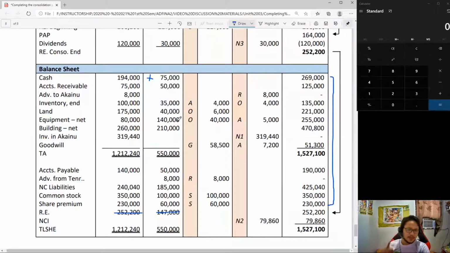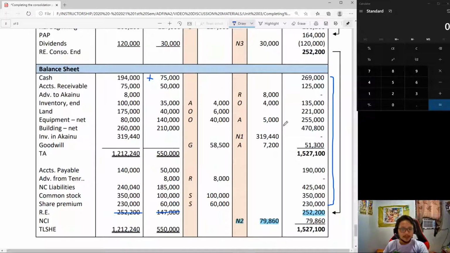Okay? Ang consolidated RE po natin is derived coming from the RE computation. Conso RE computation. What you will do is carry this down. 252,200. You carry that down to here. Okay? In its rightful place in the column, in the row of RE, I mean. Yan. And NCI, that is N2, the T account that I presented earlier, 79,860 ang na-compute doon. That's your amount of NCI.